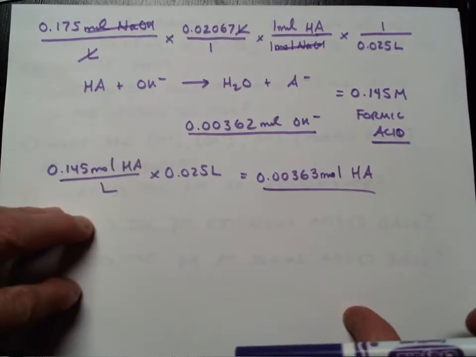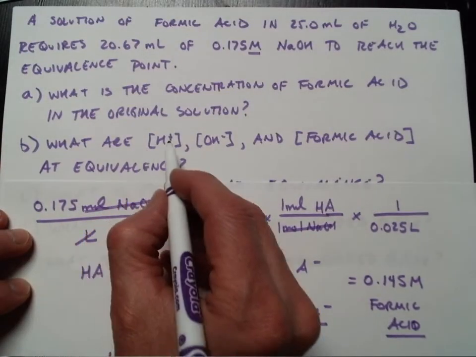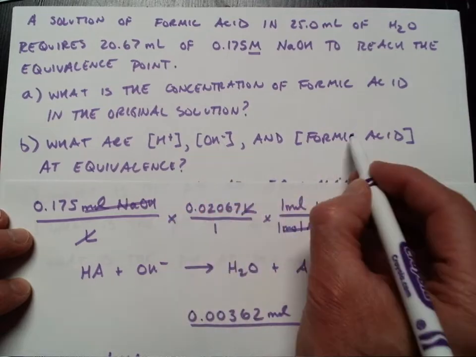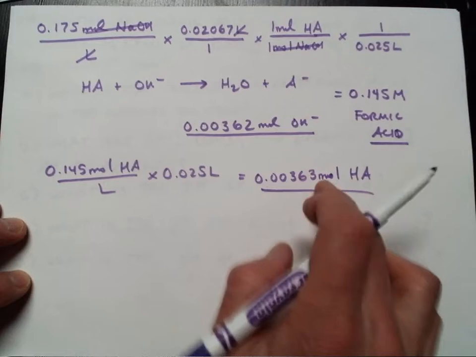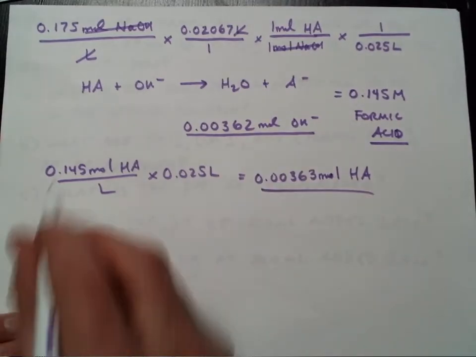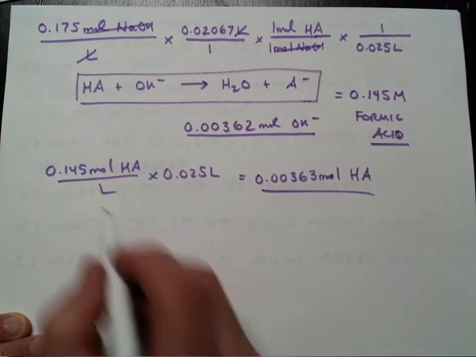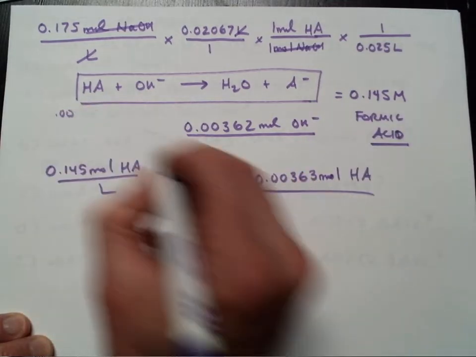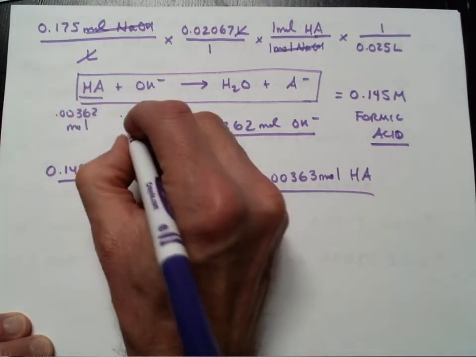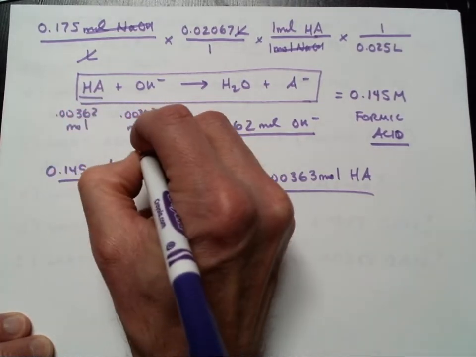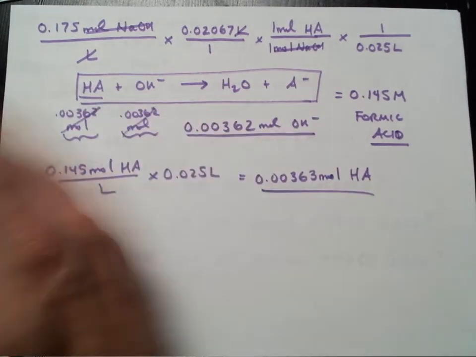Now, why was I figuring that out? Let's go back to part B here and see what I was doing. Well, I want to know the concentrations of H plus, hydroxide, and formic acid at equivalence. So at equivalence, I've added these two equal amounts. So that means this reaction has gone to completion. That's exactly what that means. So that means I started with 0.00362 moles of this stuff and 0.00362 moles of hydroxide. And bam, those all reacted with each other. Those are all gone.